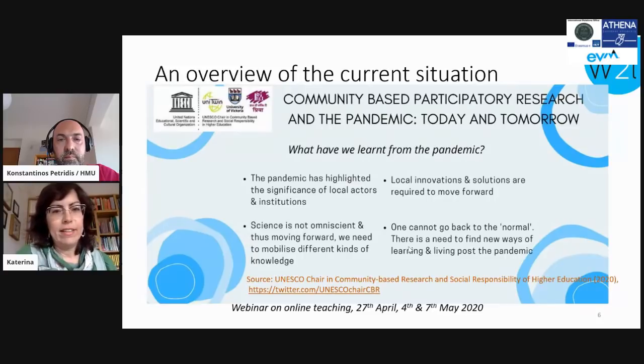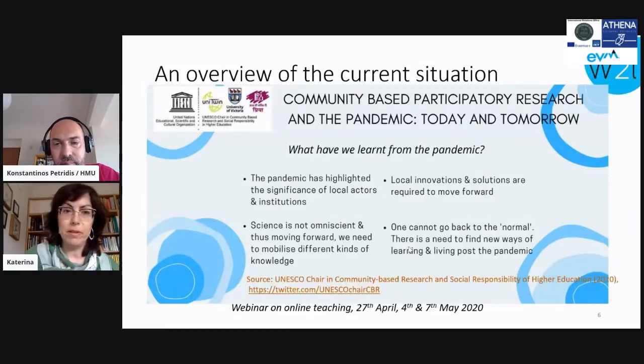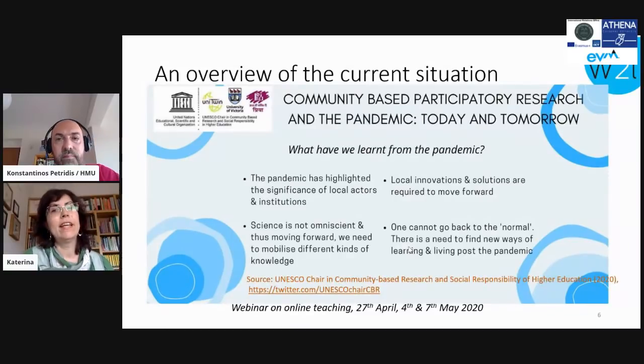Then the fact that there's a need to mobilize different kinds of knowledge to address the problem. Third parameter is that local innovations and solutions are required, and also this affects education. I will deal with that in a couple of moments. And one cannot go back to normal. So there's a need to find new ways of teaching and living after the pandemic. Based on these 4 points, let me expand further on education.